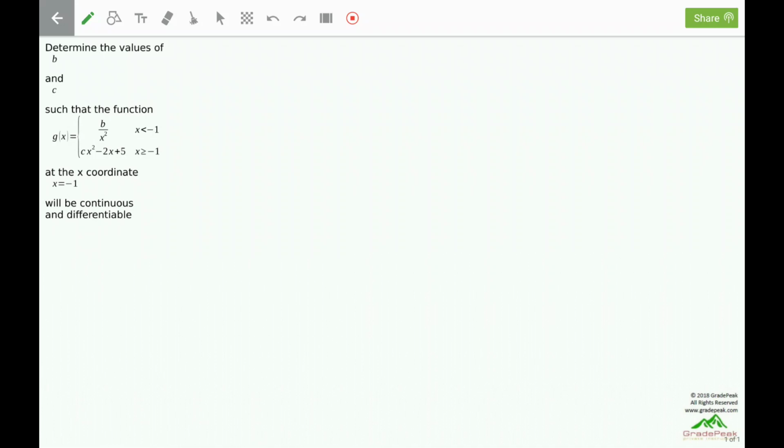Determine the values of b and c such that the function g of x equals b over x squared for x is less than -1 and cx squared minus 2x plus 5 for x is greater than or equal to -1 at the x-coordinate x equals -1 will be continuous and differentiable.